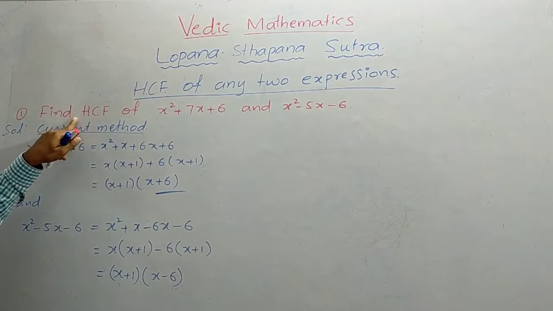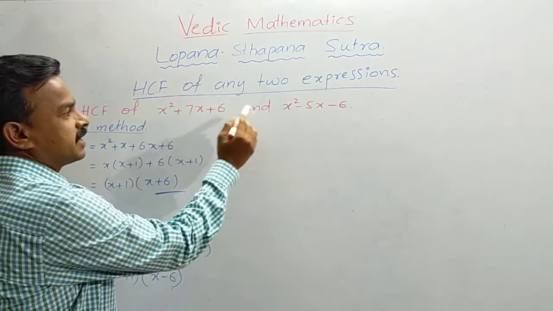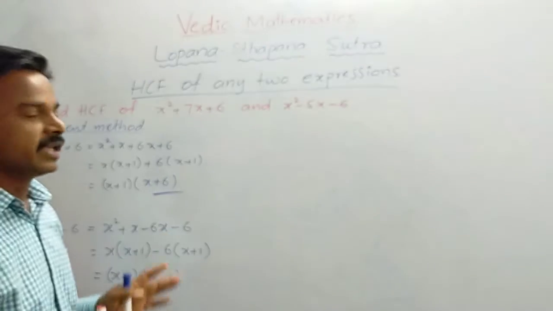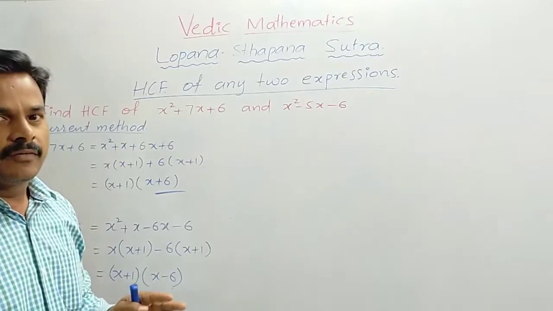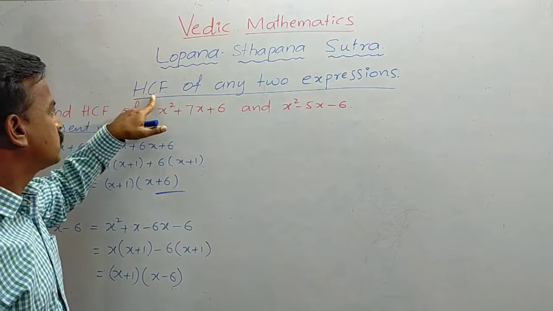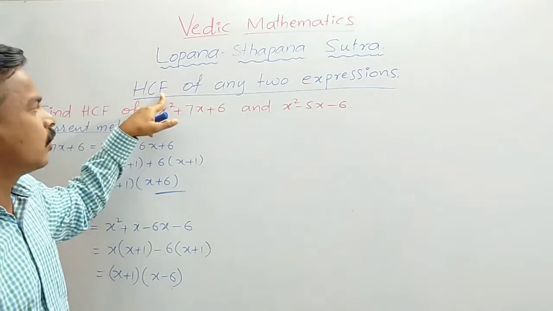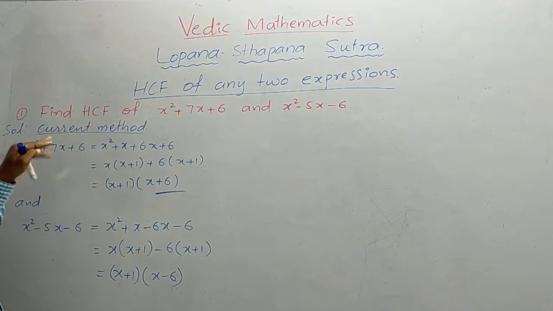Find the HCF of x square plus 7x plus 6 and x square minus 5x minus 6. Both are quadratic expressions, and we have to find the HCF of these two quadratic expressions. First, we have to learn about HCF. What is HCF? HCF full form is highest common factor.